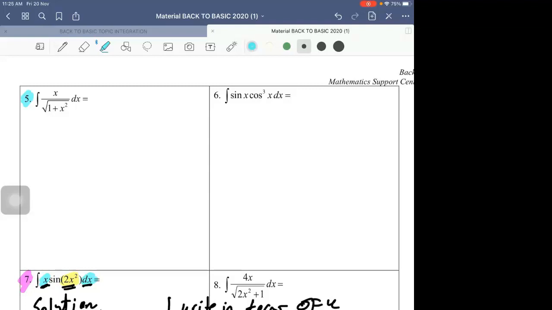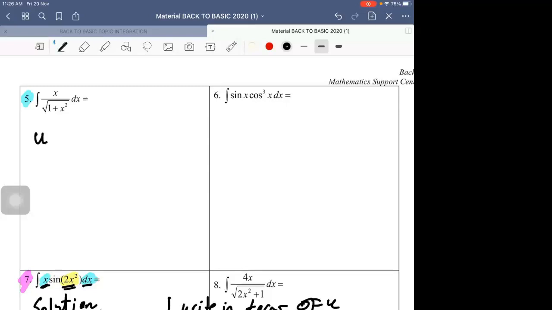What should be our u? Okay, integrate x over square root 1 plus x squared dx. So, what is the best selection of our u? Apa yang kita nak pilih sebagai u kat sini? Square root 1 plus x squared. Oh, okay. You nak pilih semuanya sekali sebagai u. Okay? Boleh? Kalau you kata macam tu.